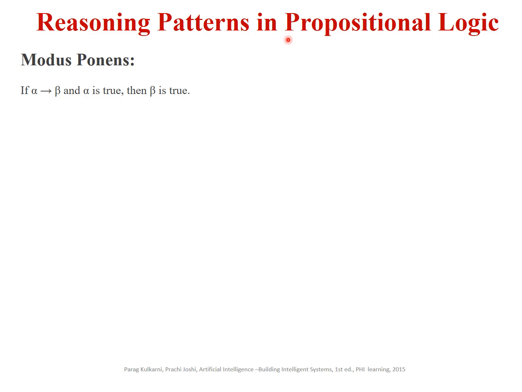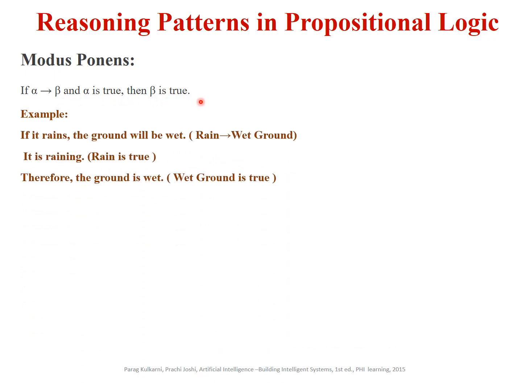Reasoning patterns in propositional logic. Modus ponens: if alpha implies beta and alpha is true, then beta is true. For example, if it rains, the ground will be wet. So rain implies wet ground. So this is alpha, this is beta.